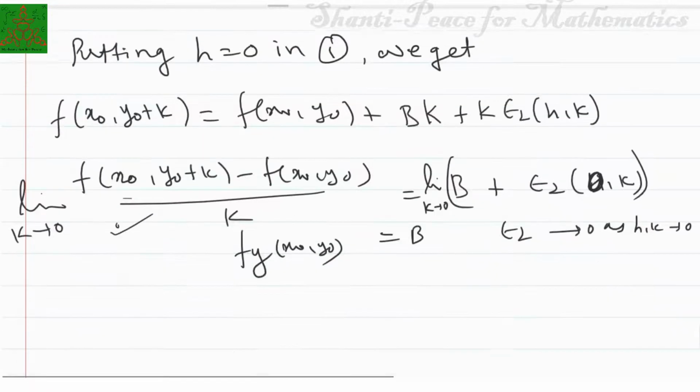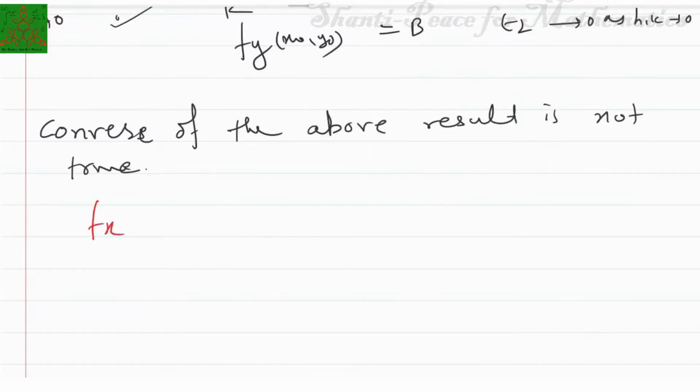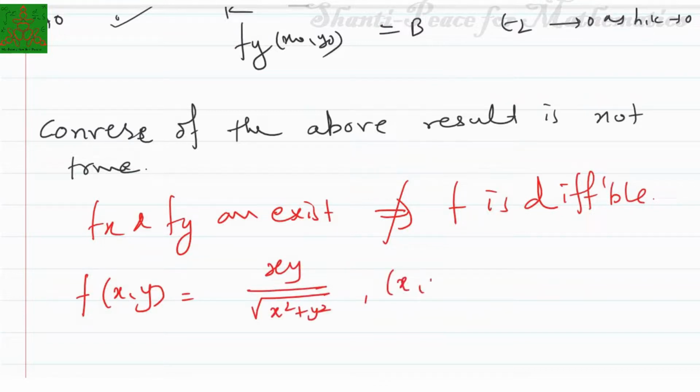As I told you, the converse of this result is not true. The converse says that if fx and fy exist, it does not imply f is differentiable. We can see that by an example. Let us consider f(x,y) = xy / √(x² + y²) if (x,y) is non-zero, and f(0,0) is defined as 0. We need to prove that fx and fy exist, but f is not differentiable.